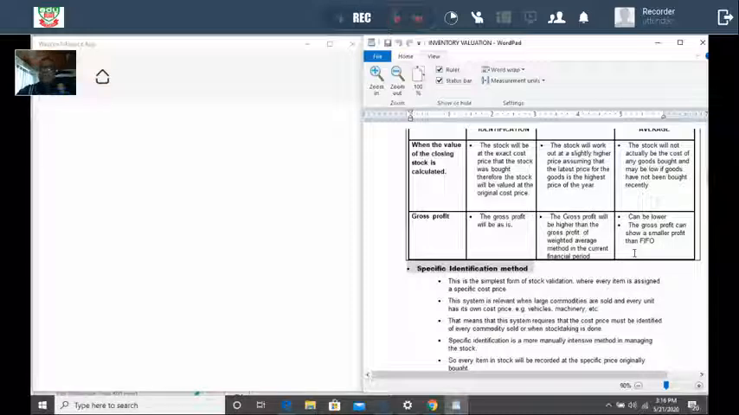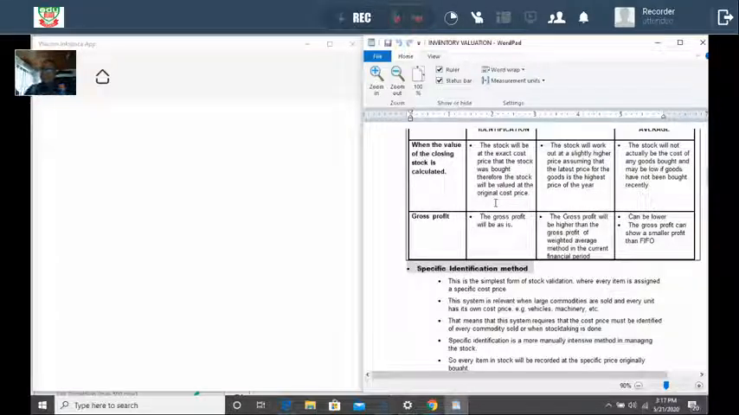How will that impact on the gross profit? With the specific identification method, the gross profit will be as it is. But when it comes to the FIFO method, the gross profit will be higher than the gross profit of the weighted average method in the current financial year. With the weighted average method, the gross profit will be lower, because the value of your closing stock also changes. So we are going to look at the specific identification method, which is the simplest method of valuing inventory.